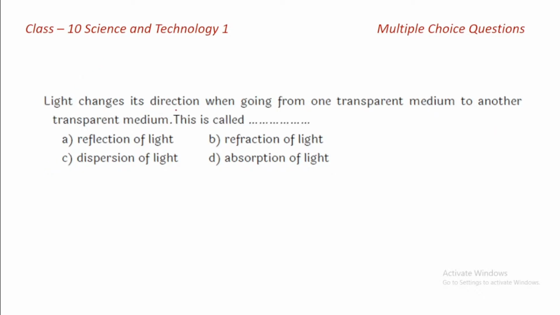Light changes its direction when going from one transparent medium to another transparent medium. This is called dot dot: reflection of light, refraction of light, dispersion of light or absorption of light. Correct answer is option B. It is called refraction of light. So when light changes its direction when going from one transparent medium to another transparent medium, this is called refraction of light.